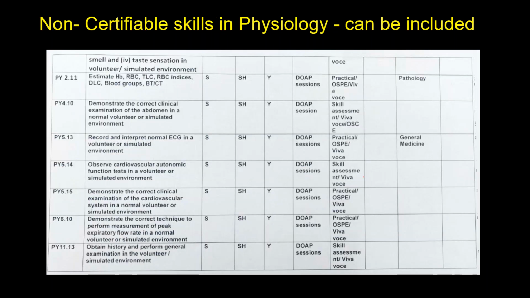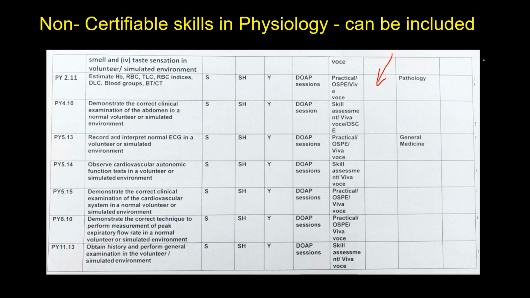Then we have some non-certifiable SH competencies too in physiology. In fact, 13 are P competencies, and the remaining are SH competencies, or non-certifiable competencies. You can see that the certification column is vacant.